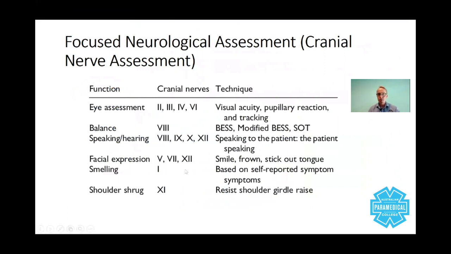So as an example, you can get the patient to smell things, you get them to smile, frown, stick the tongue out, do these different tests here. And it's as simple as getting the patient to do all these different things and you can assess the cranial nerve. Now for us as paramedics, the 10th cranial nerve is one of the most important cranial nerves.